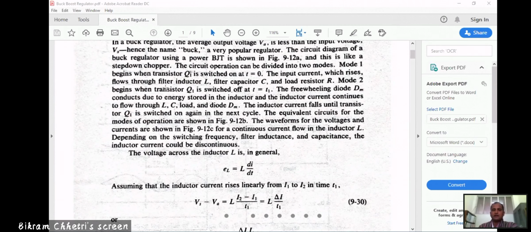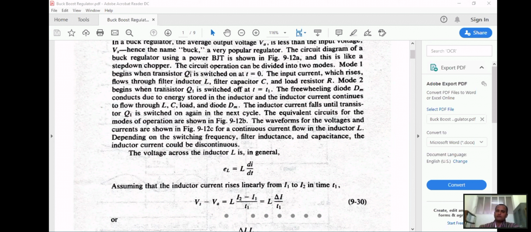During mode 2 operation, Q1 will switch off, at time t equals T1. In this period, the freewheeling diode will conduct due to the energy stored in the inductor. Because of the stored energy, the inductor current will try to flow through L, C, the load, and diode DM. It will fall until transistor Q1 is switched on again.